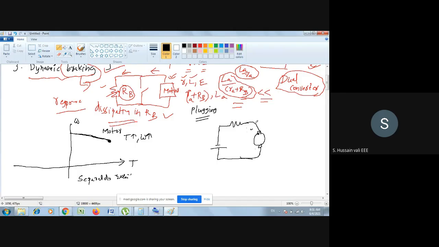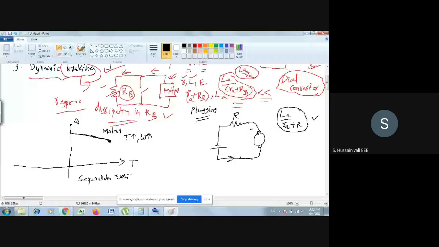When you reverse this, the current direction will get reversed. Obviously, the current has to get reversed, maybe not immediately but within some time, because you have connected an extra resistance here. Because of this extra resistance the time constant gets reduced, so we can expect the current will definitely get reversed. It may take some 1 second or so, depending upon the value of LA by RA plus R. How many seconds or milliseconds depends upon that value. So as you reverse the voltage polarity, the current gets reversed.